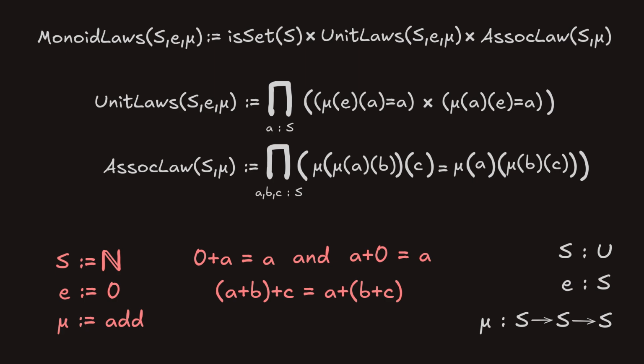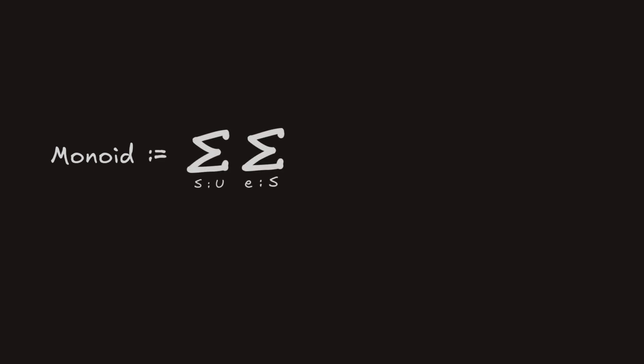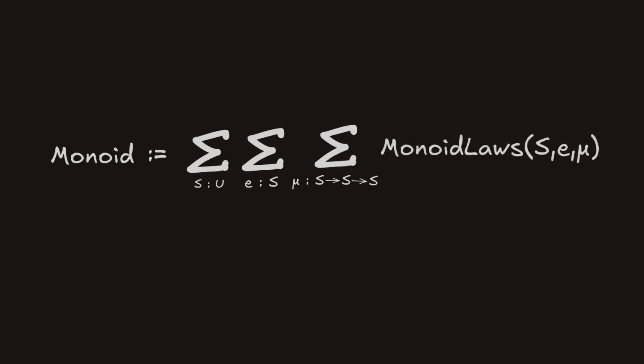Finally, we say something is a monoid if it inhabits the following type. There exists a type S, a term E in S, and a function mu composing terms in S, such that S, E, and mu obey the monoid laws.